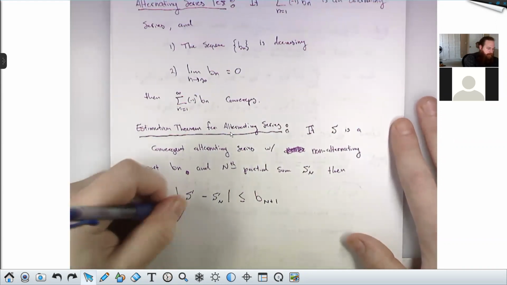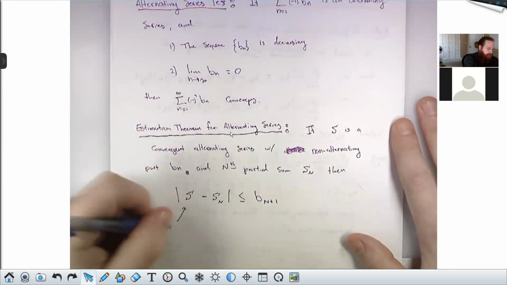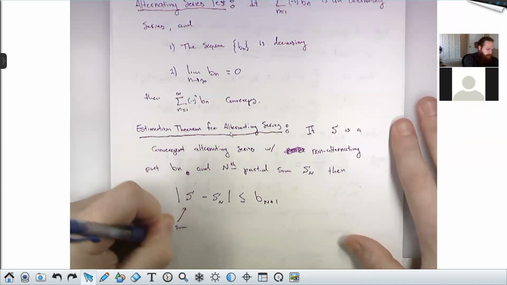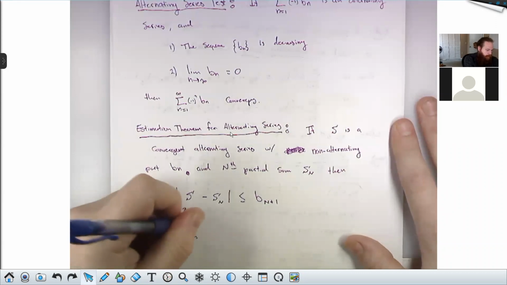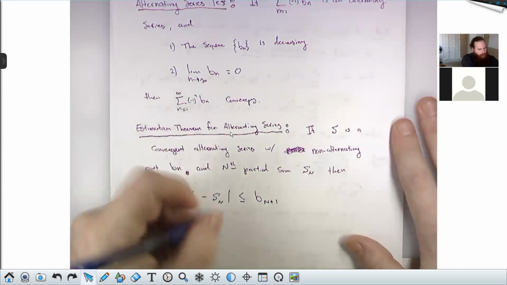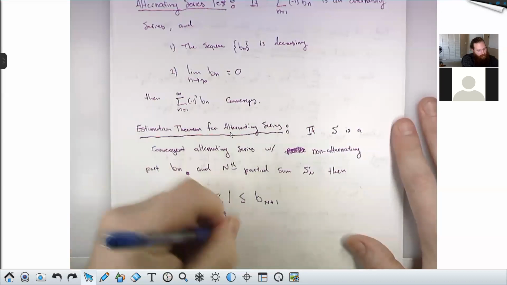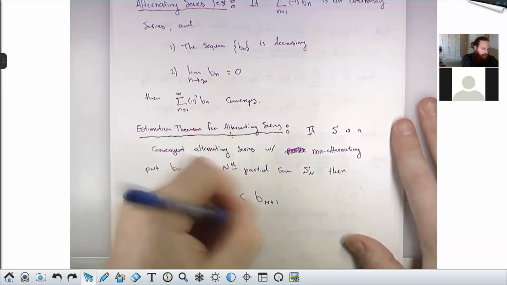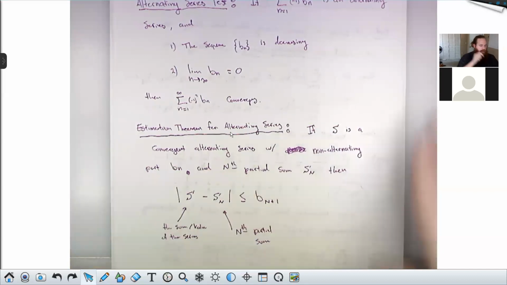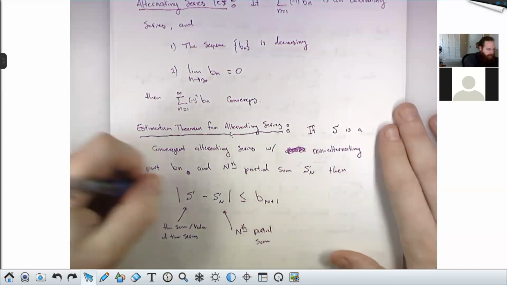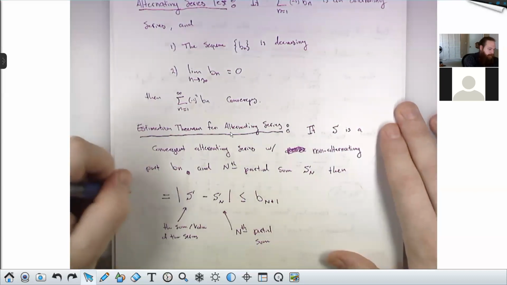So S here, this is the sum of the series. The sum, or you can call it the value. Sn is the nth partial sum. And that difference there, this is called the error in the nth partial sum.